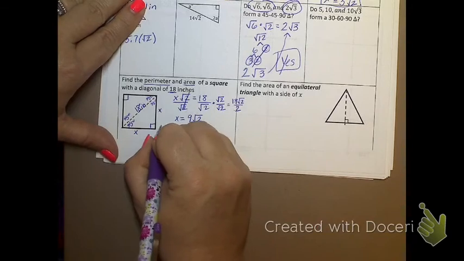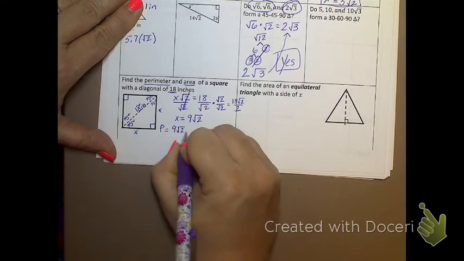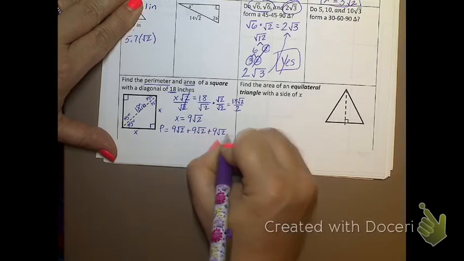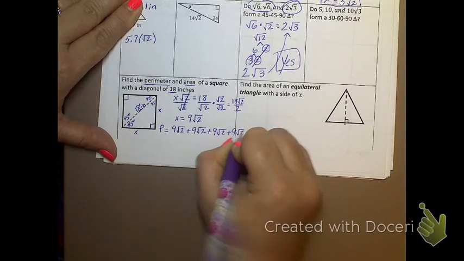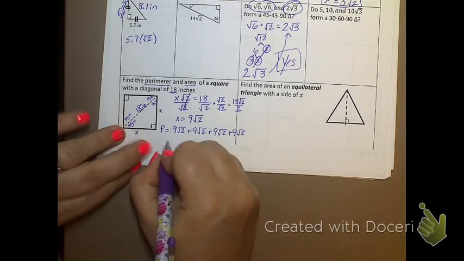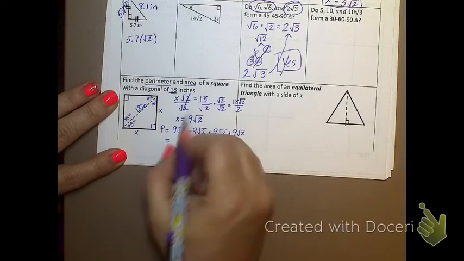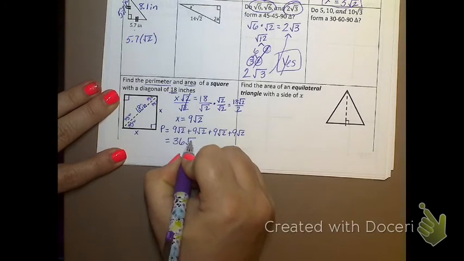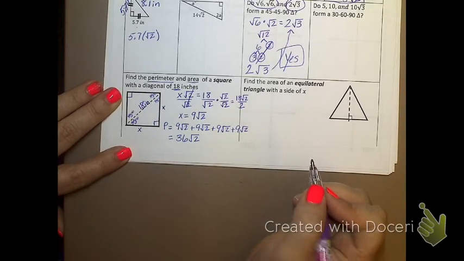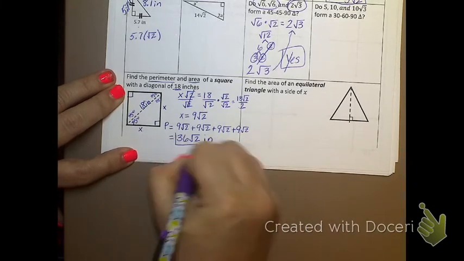So if I wanted to find the perimeter, I would take 9 radical 2 plus 9 radical 2 plus 9 radical 2 plus 9 radical 2, or I could do 4 times 9 radical 2, right? What does that give me? 9 and 9 are 18, 27, 36. Radical 2 is what I get when I add all those together. So my perimeter is 36 radical 2 what? Inches. That's my perimeter.